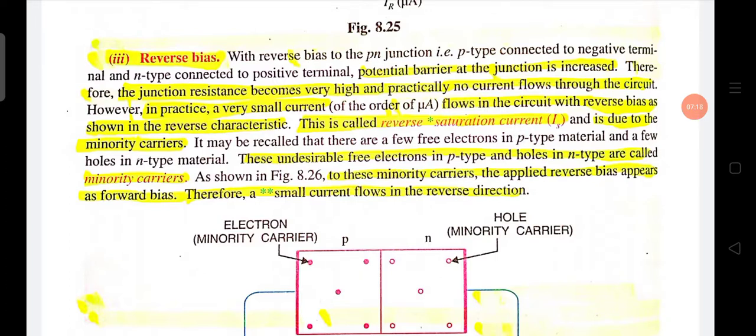In reverse bias the majority carriers are repelled by the potential barrier and cannot cross it, but the minority carriers are attracted by the potential barrier, and that's why the minority carriers cross the PN junction, and there is a small current flow in the circuit. This current is called reverse saturation current, and it is due to the minority carriers.